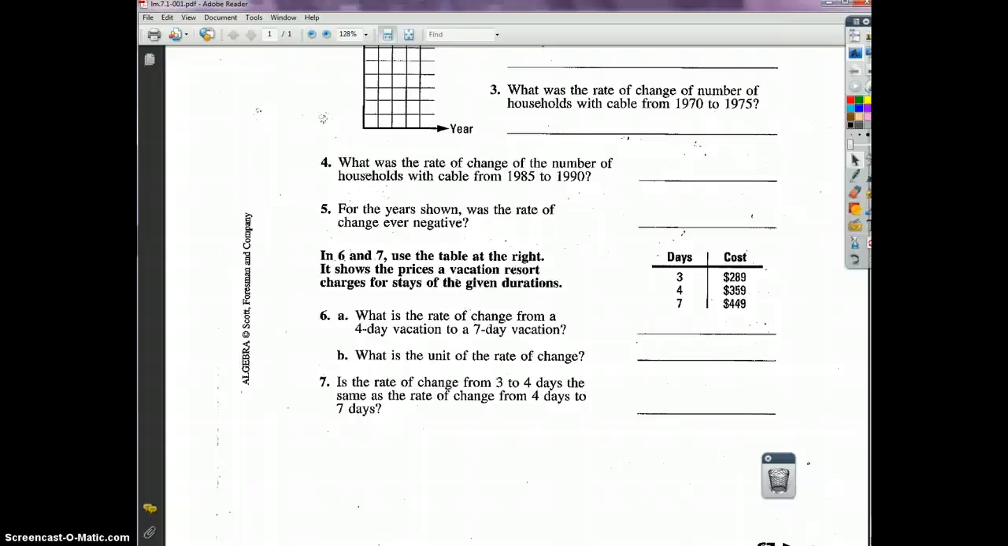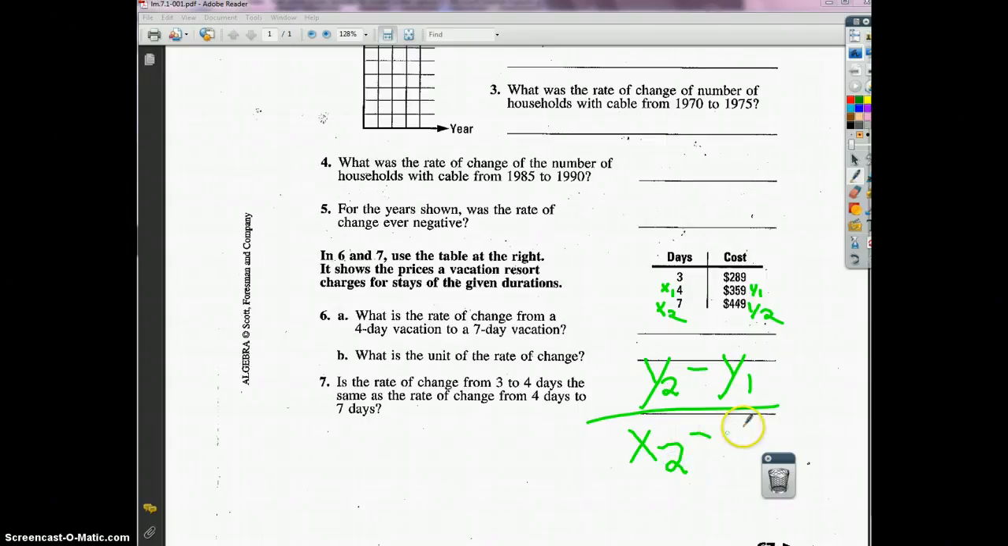In 6 and 7, use the table at the right. It shows the prices a vacation resort charges for stays of the given duration. What is the rate of change from a 4-day vacation to a 7-day vacation? 4-day vacation, so this is x1, y1. 7-day vacation, x2, y2. So we have to do y2 minus y1 over x2 minus x1. Should have that down, okay? What is the unit? What is this actually saying right here? Something per something.